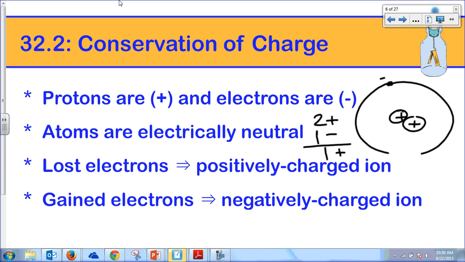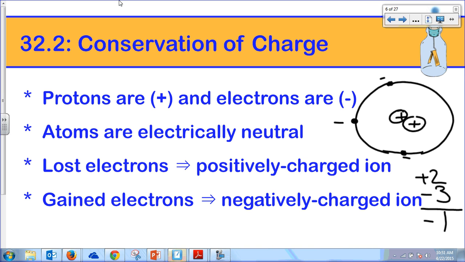Let's do the opposite now. So we still have our original 2 protons and 2 electrons. But let's say that it were to gain an extra electron. Well, now we have still the 2 protons, the 2 positives, but we have an extra negative. So 3 negative charges. Positive 2 and negative 3 make negative 1. And so now, when it gains an electron, we're going to have a negatively charged ion.